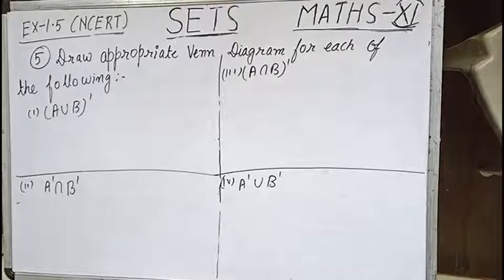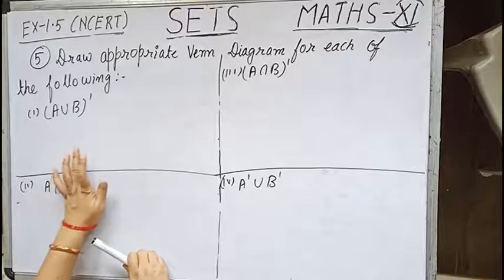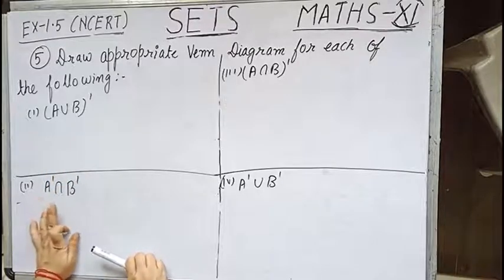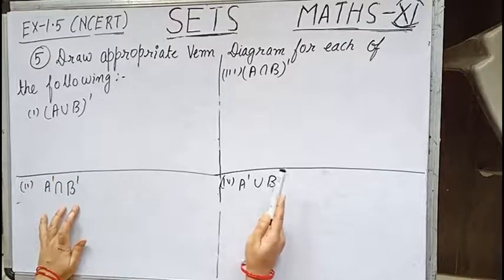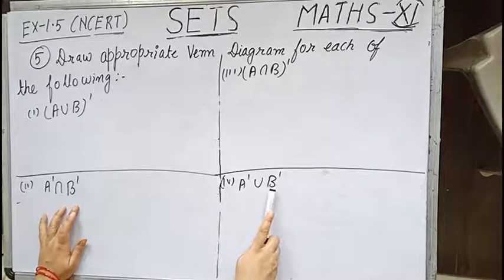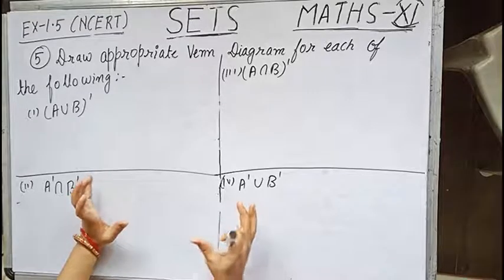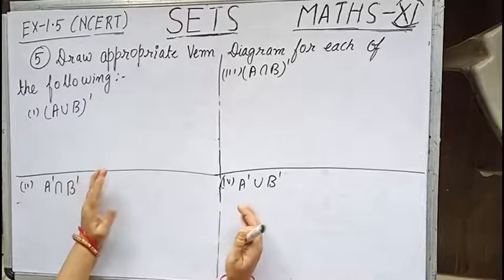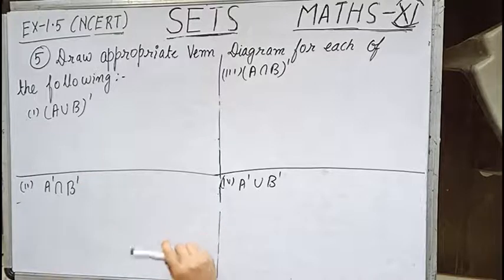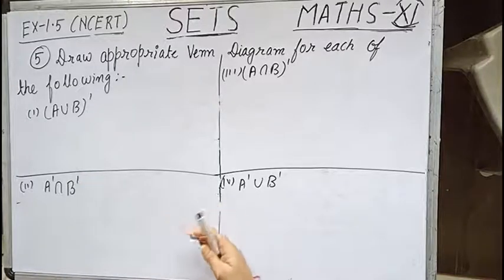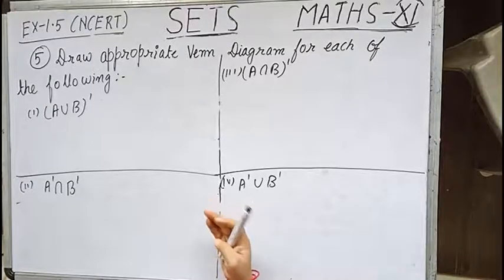Let us come to question number 5 of exercise 1.5 NCERT. Question number 5 says draw an appropriate Venn diagram for each of the following: (A union B)', A' intersection B', A intersection B', and A' union B'. By observation we can see this is actually the proof of De Morgan's law with the help of Venn diagram. While explaining we have already done the Venn diagram proof for De Morgan's law. Even then, if the question is there, let us proceed.